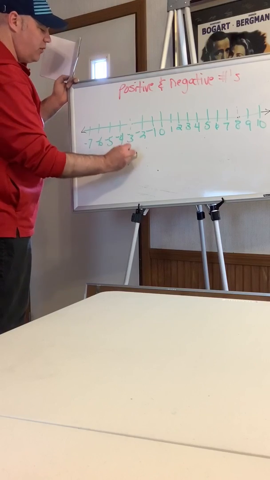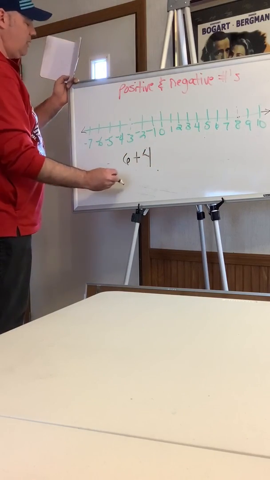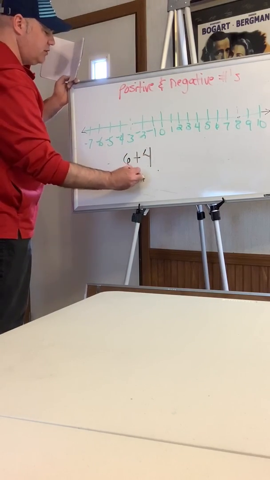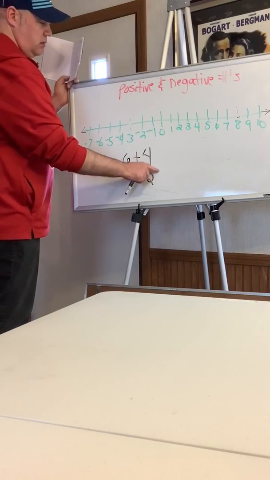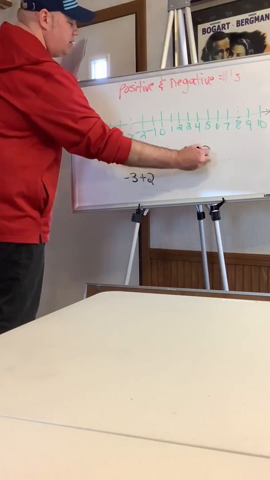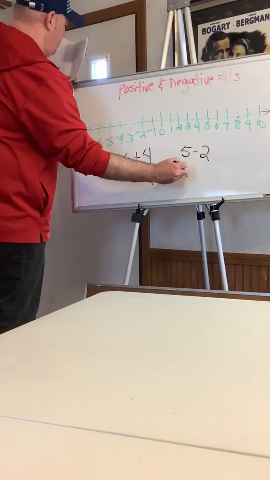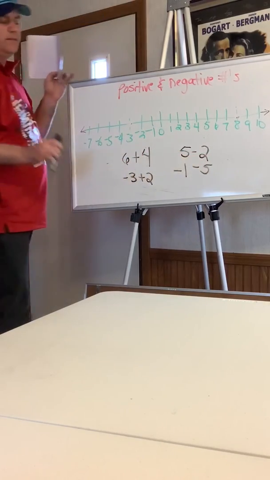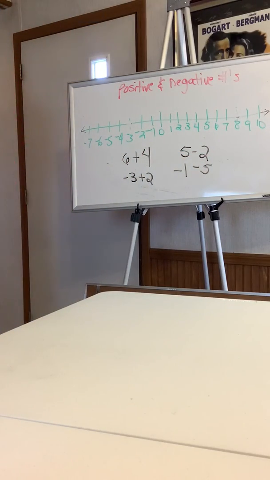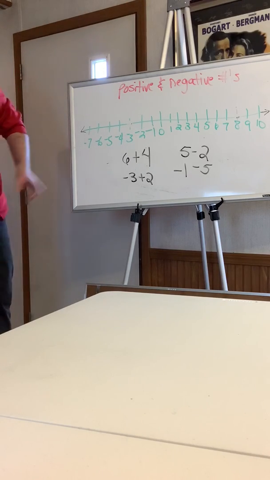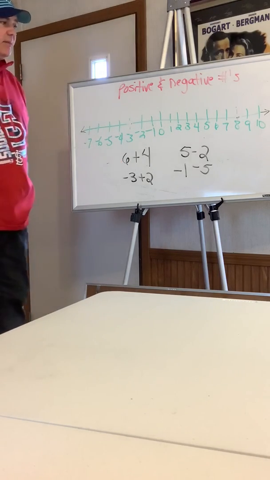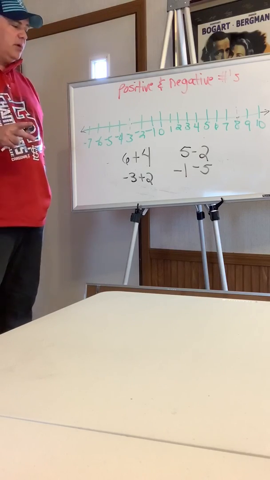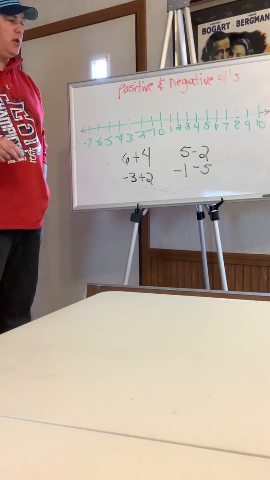Okay, so 6 plus 4. Negative 3 plus 2. 5 minus 2. And negative 1 minus 5. Okay? So here's some problems that we're going to do that introduce some of the new ones. Now this first one was one we did in Math Lab, but I want to show you how we would put it on a number line.